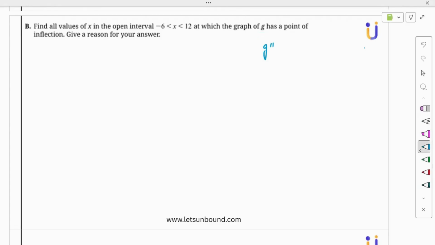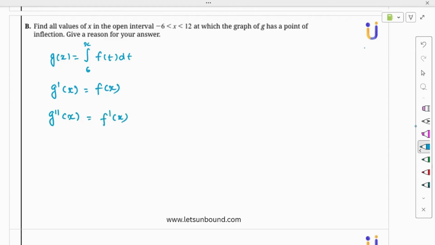So all I know is g prime, which we just found. G of x is an accumulation of f of t from 6 to x. G prime means what? We just did it in the previous problem. G prime of x is f of x. What is g double prime of x? It is f prime of x.